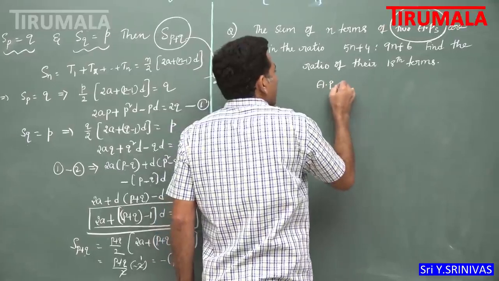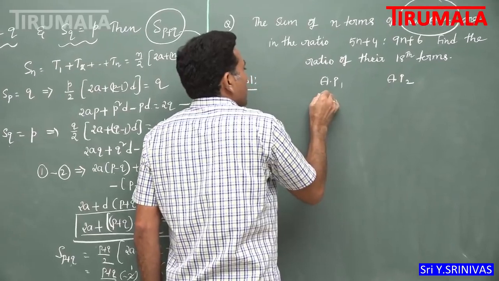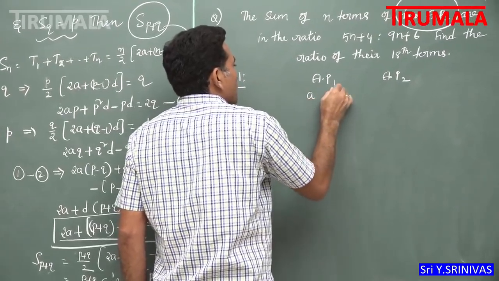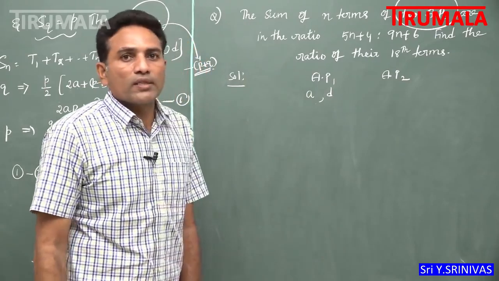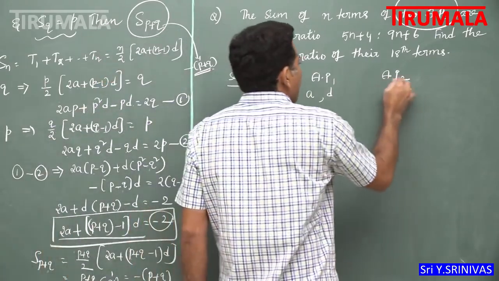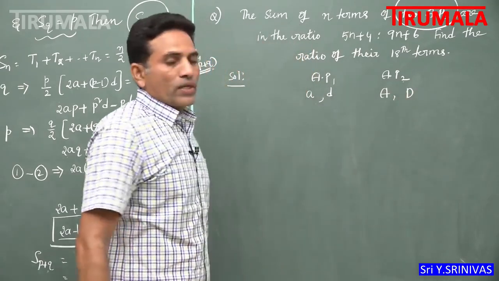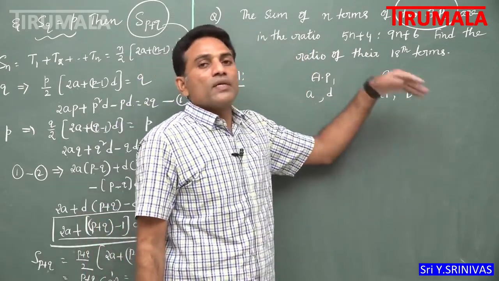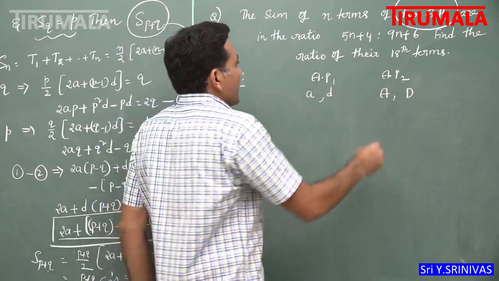AP1, AP2. We take the parameters. For AP1, small a and small d are the parameters. Small a is the first term, small d is the common difference. For AP2, capital A and capital D are the first term and common difference of the second arithmetic progression. Now, the ratio of their 18th terms.